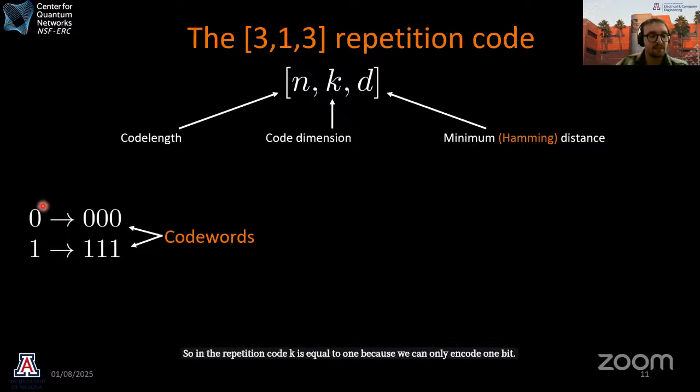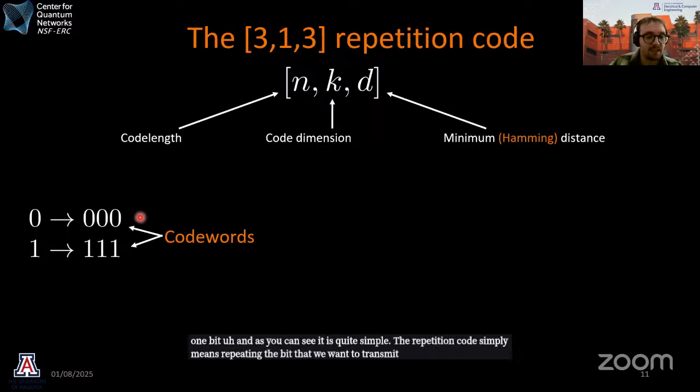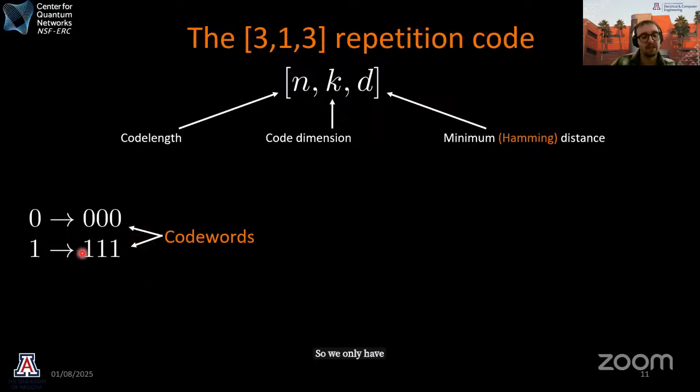So in the repetition code, k is equal to 1 because we can only encode one bit. This bit is either 0 or 1. And therefore, we will have two code words, the code word corresponding to the 0 bit and the code word corresponding to the 1 bit. As you can see, it is quite simple. The repetition code simply means repeating the bit that we want to transmit a certain number of times, in this case, 3. So we only have the all-0 code word and the all-1 code word.